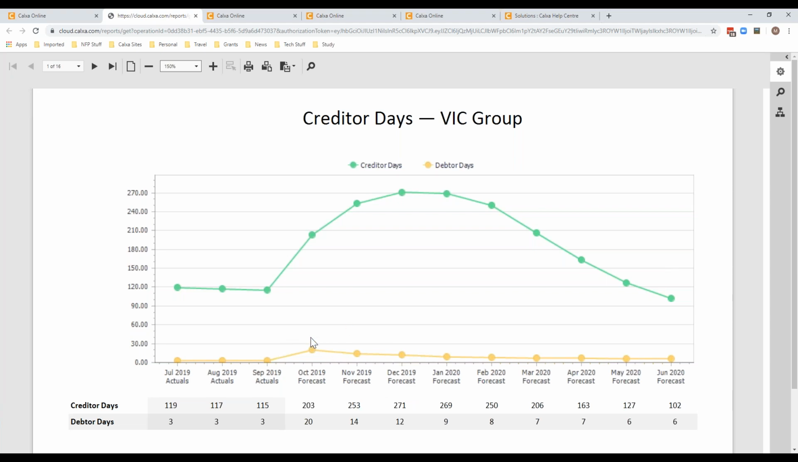And from a cash flow perspective, ideally, you're paying your suppliers after you've collected, especially if you've got a retail branch or something. You want to make sure that your creditor days is higher than your debtor days, so that you're not funding the cash for that retail operation.